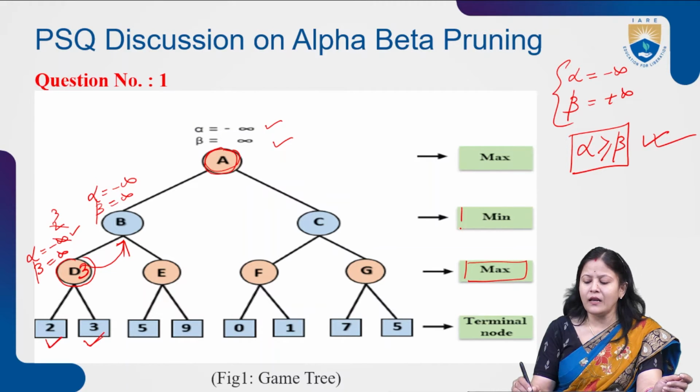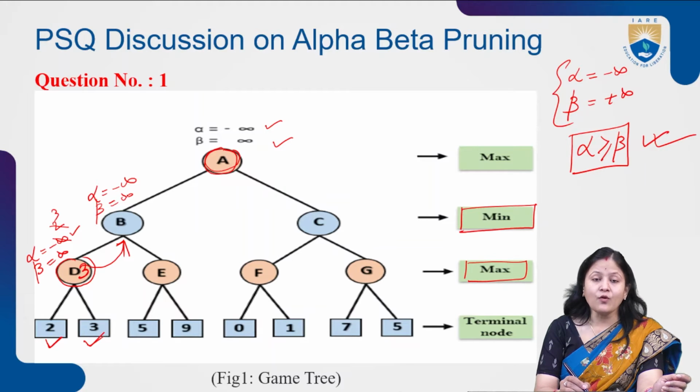Because it is a min player, the beta value will be updated. While comparing, this beta value should be compared with the node value of D, not with the alpha beta value of D, because D is the child of B. So this infinity gets compared with this 3. Which one is the minimum? 3 is minimum. Let us change it to 3.